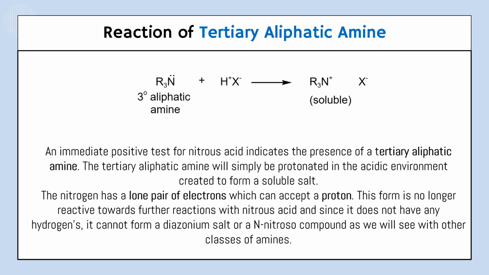The tertiary aliphatic amine will simply be protonated in the acidic environment created to form a soluble salt. This is because the nitrogen has a lone pair of electrons where it can accept a proton. This form is no longer reactive towards any further reactions that we will see later.